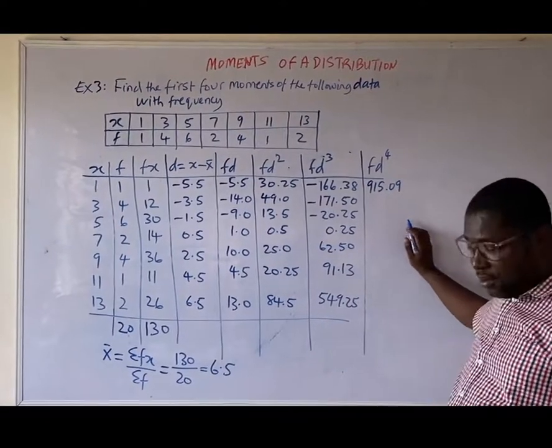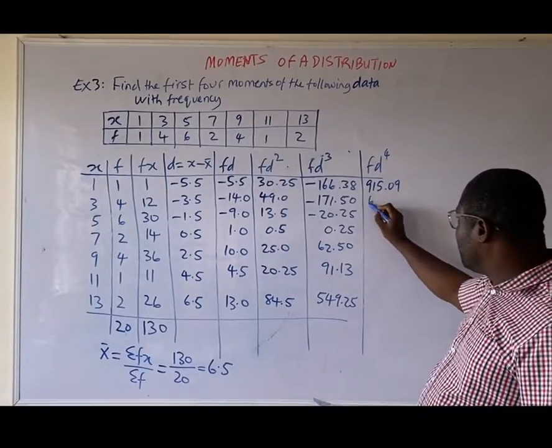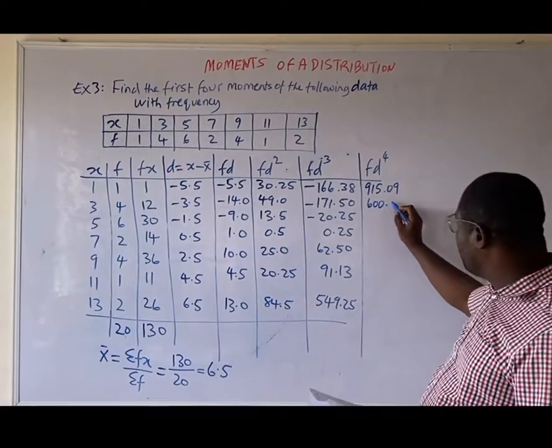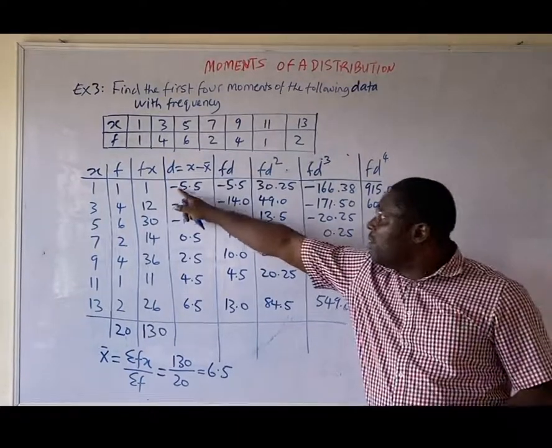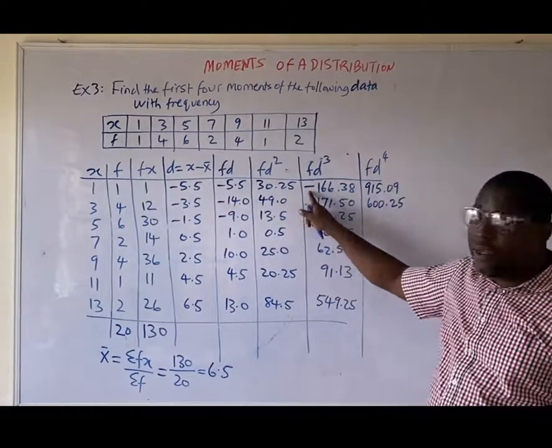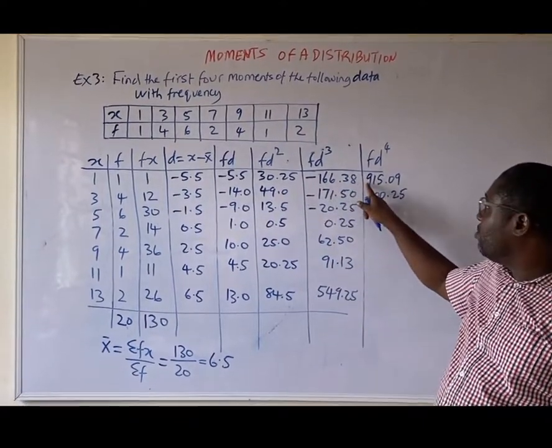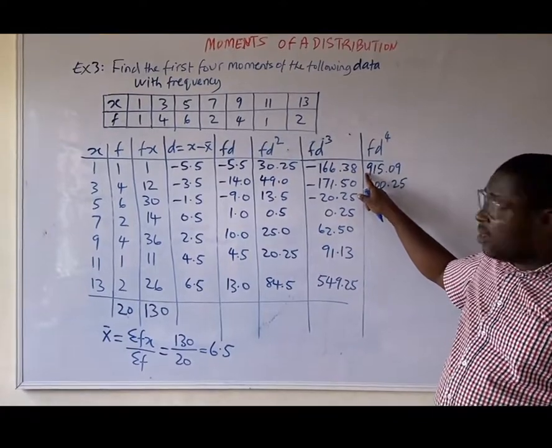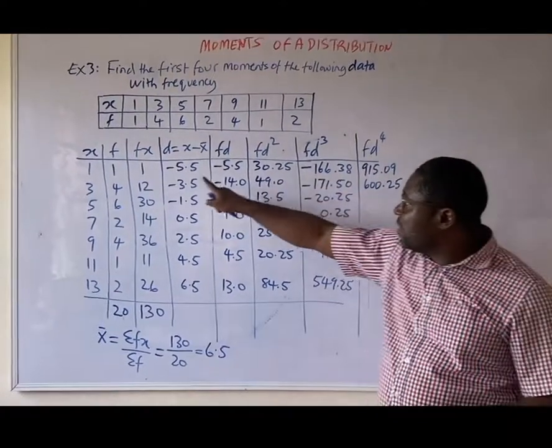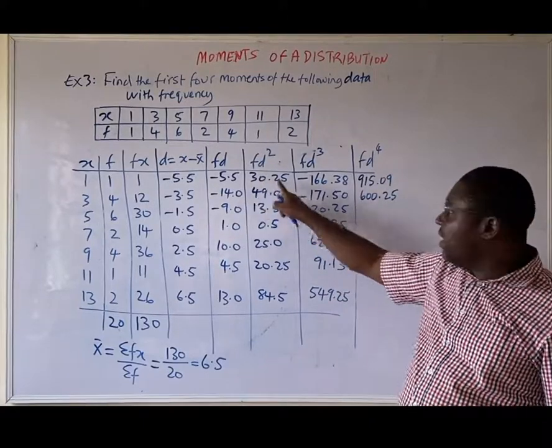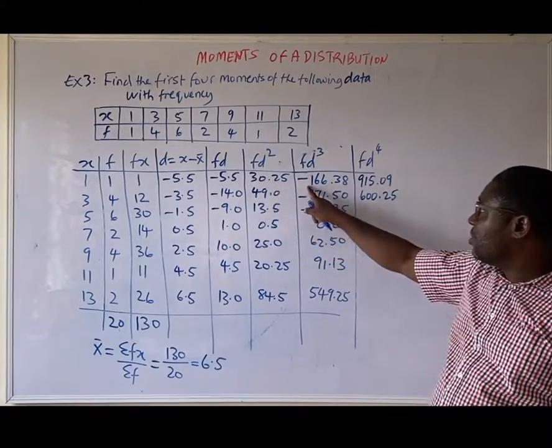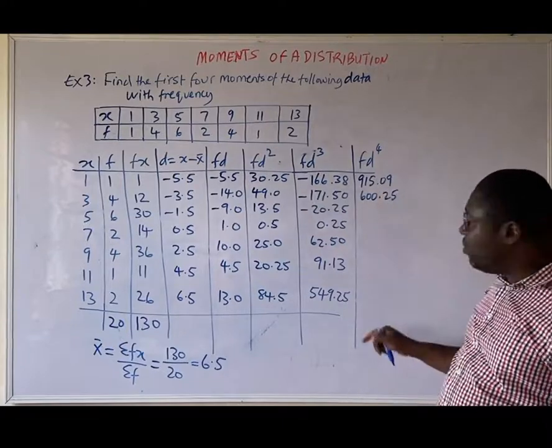And what we have here is 915.09. The next one is 600.25. Now mind you, this is minus times minus. That's why it is positive here. This one is negative because this is minus times a positive value here. That's why this one is minus. So for this one, we'll give you all positive values.